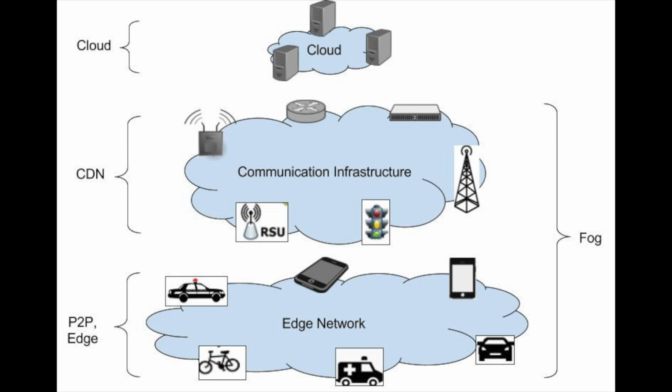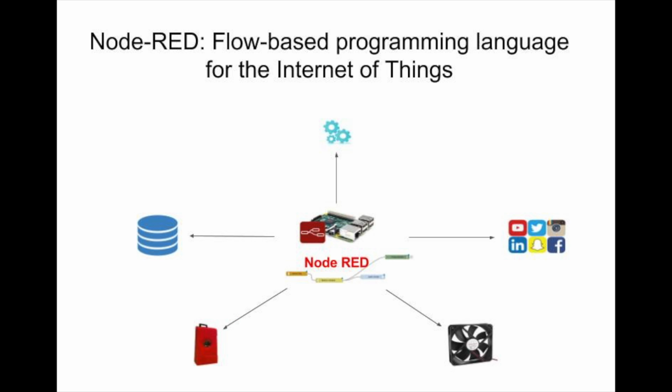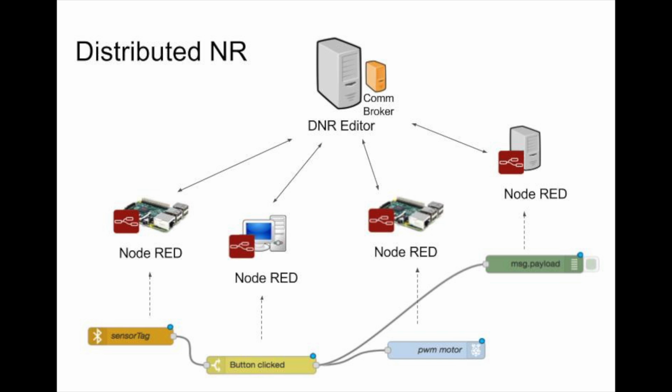Fog computing is an important research area. It's a natural extension of the cloud-centric model. We're interested in supporting fog computing using data flow coordination. Node-RED is a powerful data flow-based programming tool, but it was not designed for distributed fog applications. We built Distributed Node-RED, or DNR for short. It helps build fog applications using Node-RED.